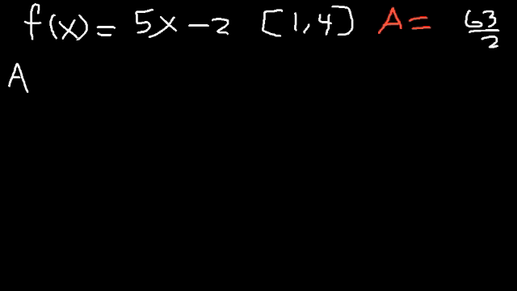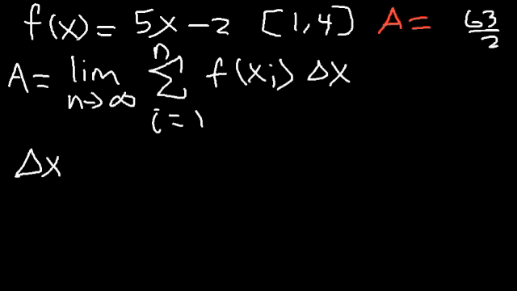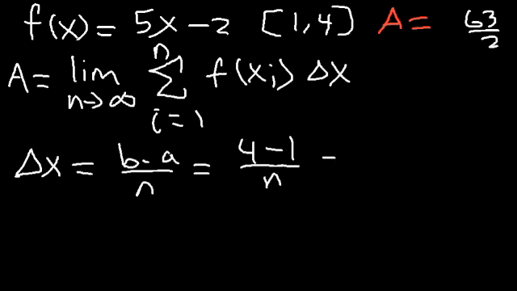So the area is going to be the limit as n approaches infinity, and then we have the sum of the first term to the nth term, f of x sub i times delta x. So let's find out delta x. Delta x is b minus a divided by n, so that's 4 minus 1 divided by n, which is 3 over n.